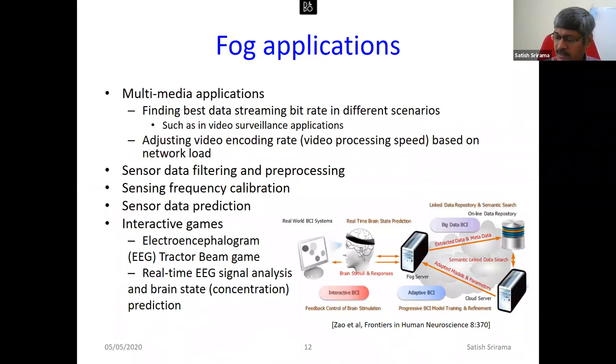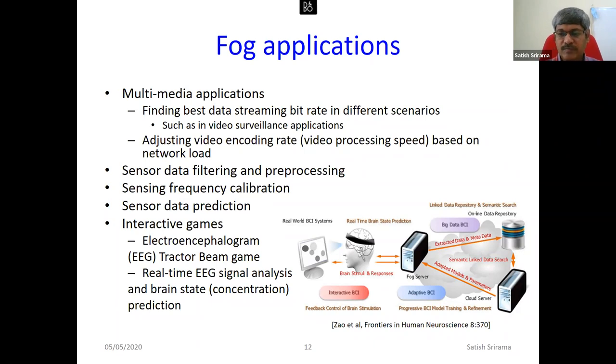So, that's great. Now the point is, we are trying to say we need to push the processing as low as possible. What sort of applications are really critical where fog is actually being used? That question will always jump in. Fog is excellent for these sort of multimedia applications.